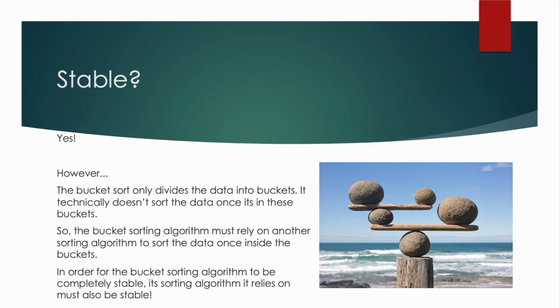Is the bucket sorting algorithm stable? Yes. However, the bucket sort only divides the data into buckets. It technically doesn't sort the data once it's in these buckets. So the bucket sorting algorithm must rely on another sorting algorithm to sort the data once inside the buckets. In order for the bucket sorting algorithm to be completely stable, the sorting algorithm it relies on must also be stable. But by itself, the bucket sorting algorithm is stable.